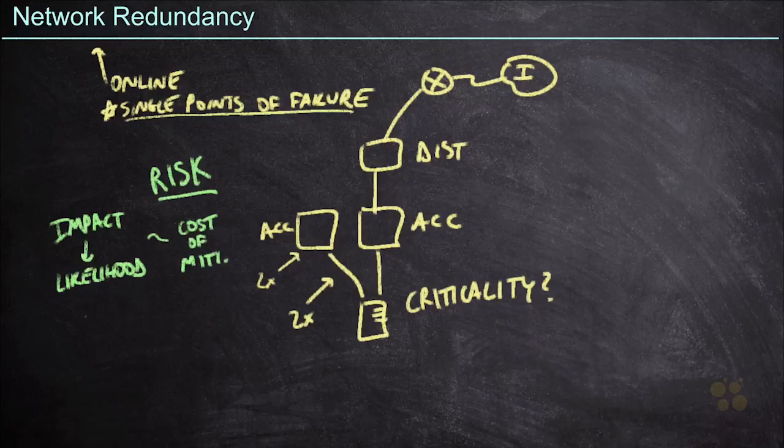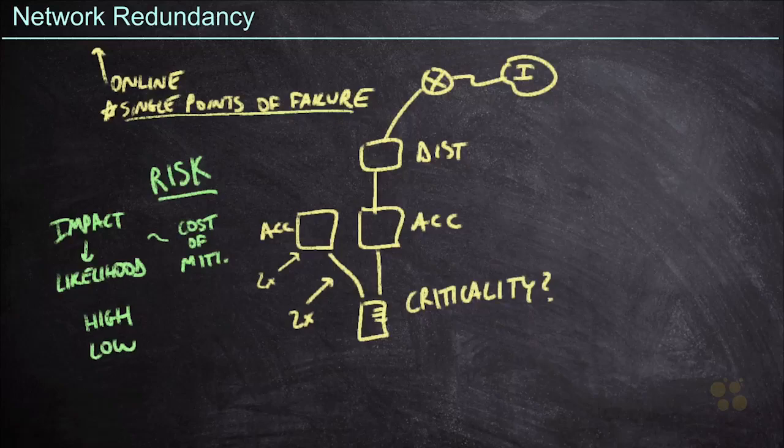Well, first of all, the impact might be extremely high. For example, if the building gets wiped out by a tornado, then our network is going to go down and we will not be able to conduct business. That would be a high impact event. However, the likelihood of this event is extremely low.